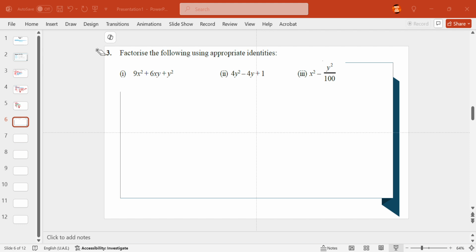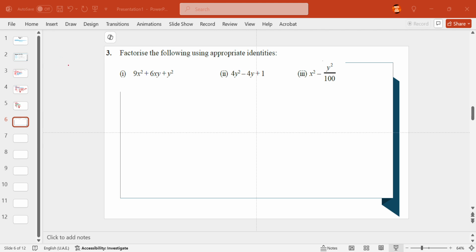But what is the sign of the middle term? The sign of the middle term is positive. So therefore what will we use, my dear students? We'll be using the first identity because it is positive. So what is the first identity? x square plus, okay, fine. Let us use identity with different variables.